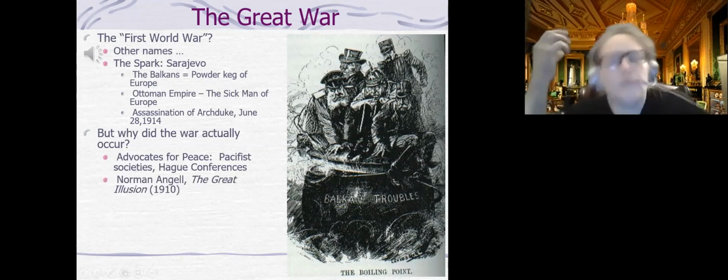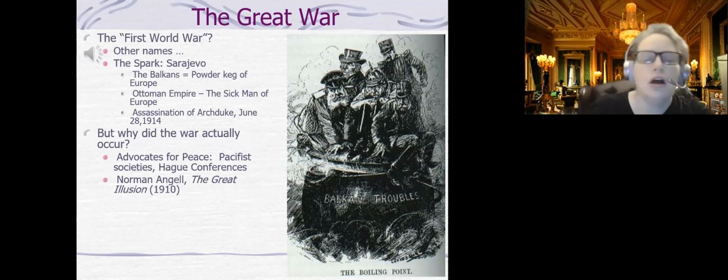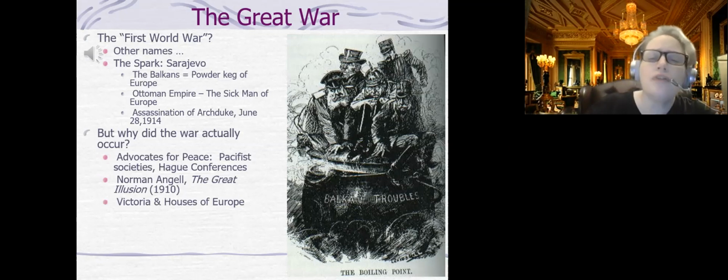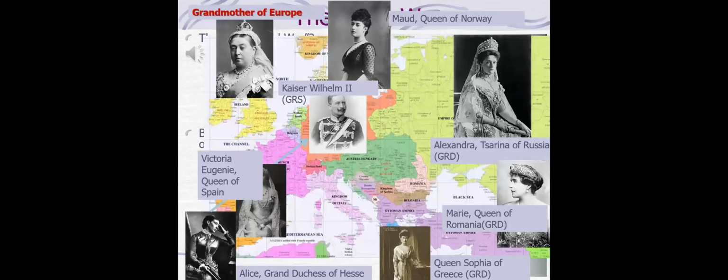Now, not everybody believed this. Norman Angell, who writes a book in 1910 called The Great Illusion, talks about how Europe is speeding very fast towards war. And we'll see that in other ways with alliance systems and with the belligerence of the language of the era. But there were other factors that made people think that war was not very likely. And part of that had to do with Queen Victoria. Queen Victoria of Great Britain, second longest reigning monarch, had 9 children. Those children married abroad.